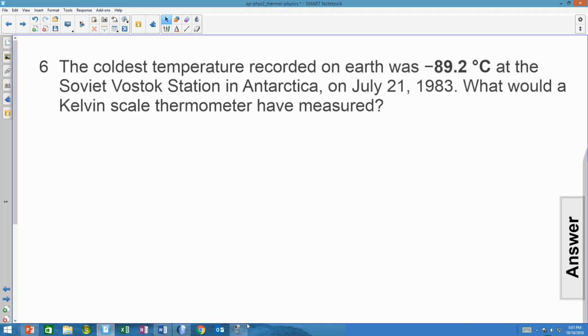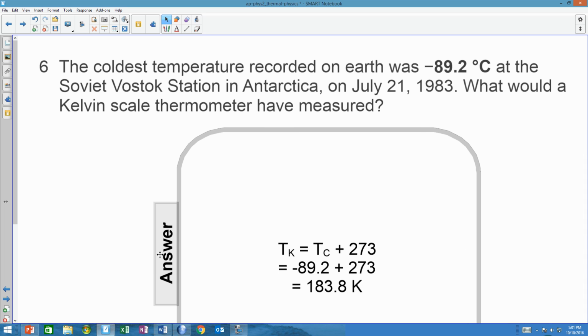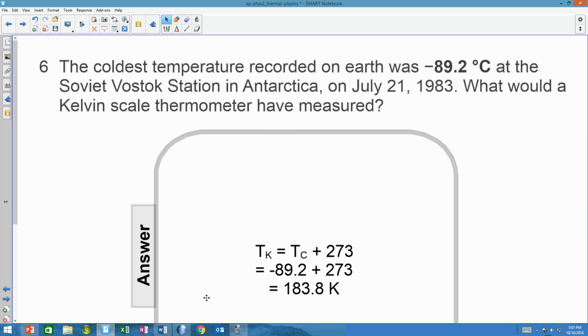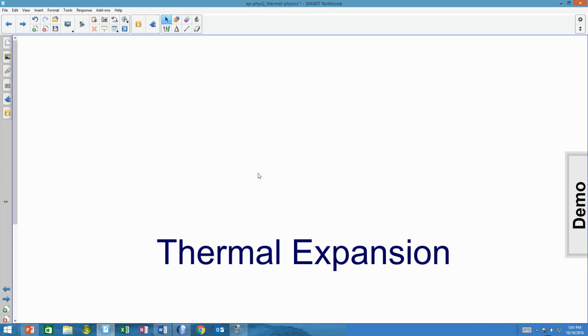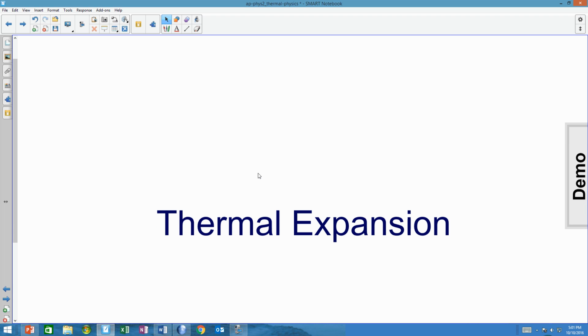The coldest temperature recorded on the Earth was negative 89.2 degrees Celsius. Now, what would the Kelvin temperature be? We're going to add 273 degrees to that number, and we end up with 183.8 Kelvin. In the next video, we'll talk about thermal expansion.